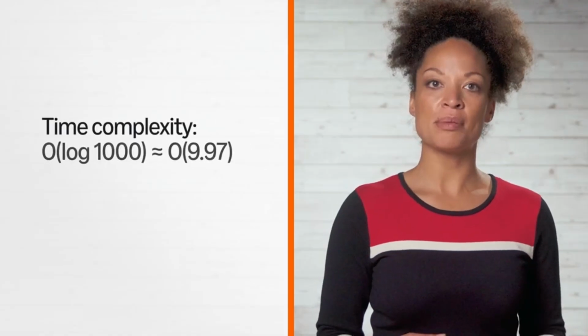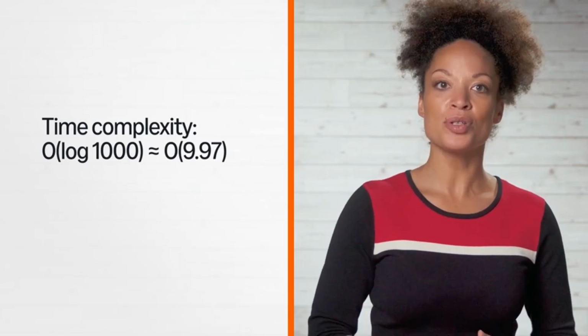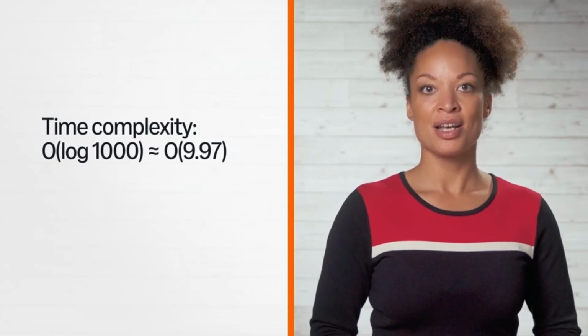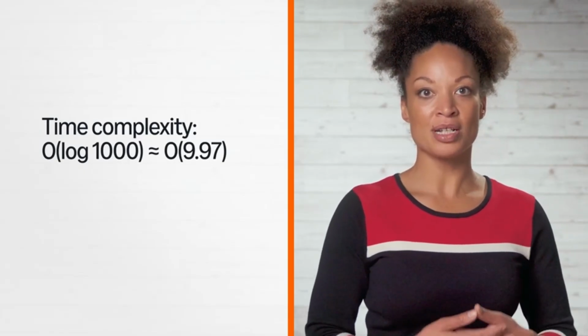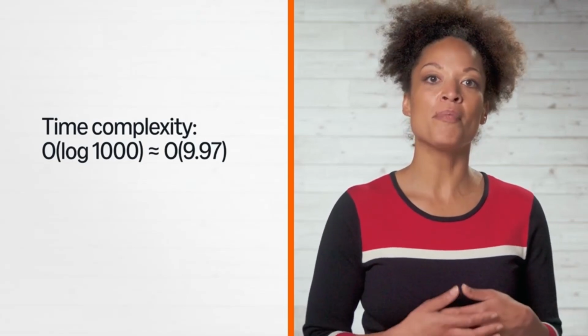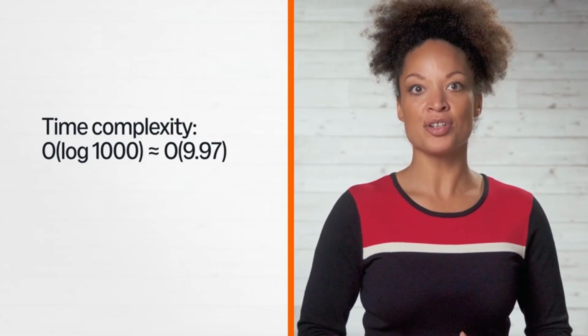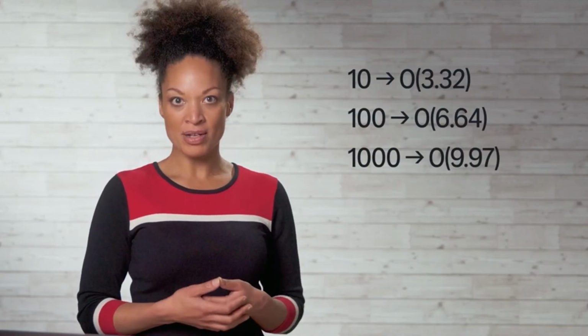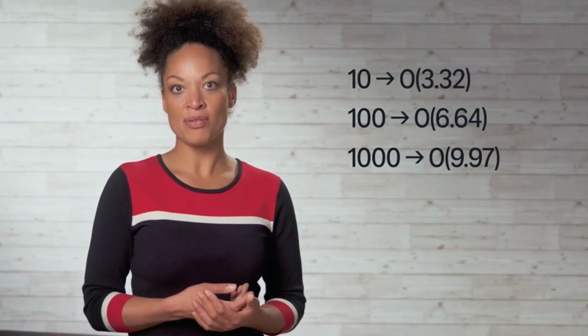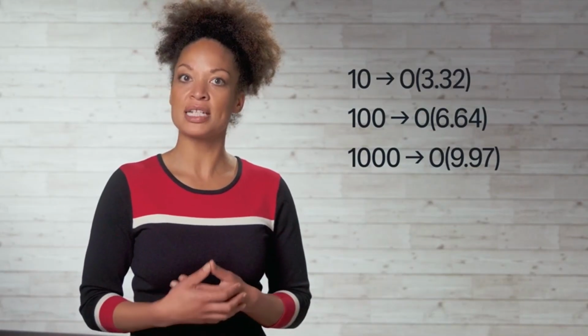With 1000 elements, the worst case is closer to 10 comparisons. Looking at lists of 10, 100, and 1000 elements shows how binary search scales with larger datasets. The magic of O of log n is that even as the list size grows dramatically, the number of comparisons increases very slowly. This makes binary search incredibly efficient, especially for large datasets.